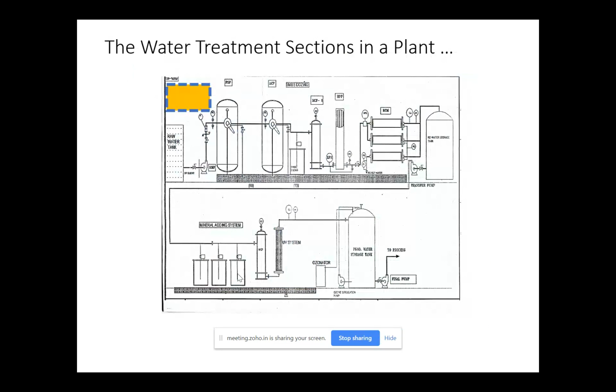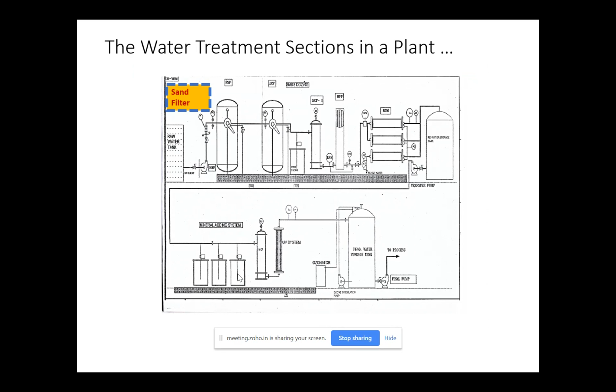Okay, now let's talk about the water treatment section in this plant. How is the water treated, whether it is natural mineral water or packaged drinking water? Both waters need treatment, but there is one missing part, which I will tell you. First, let us see the packaged drinking water plant. This is the packaged drinking water plant, right? So first comes the sand filter.